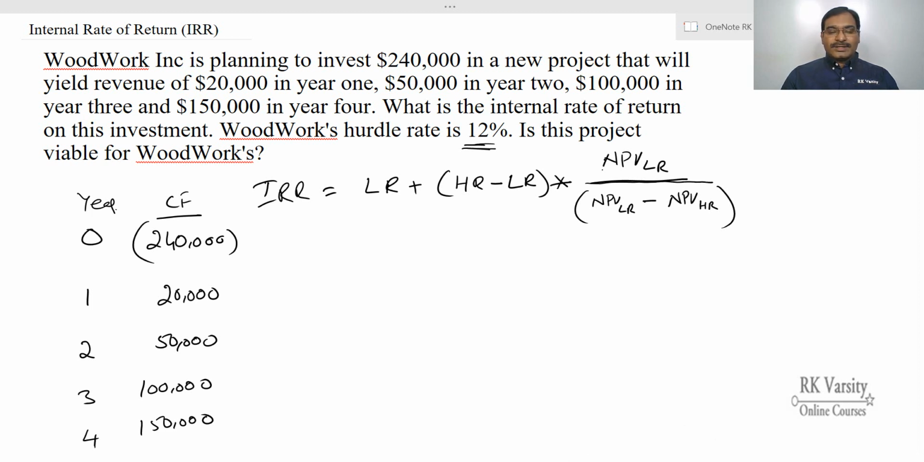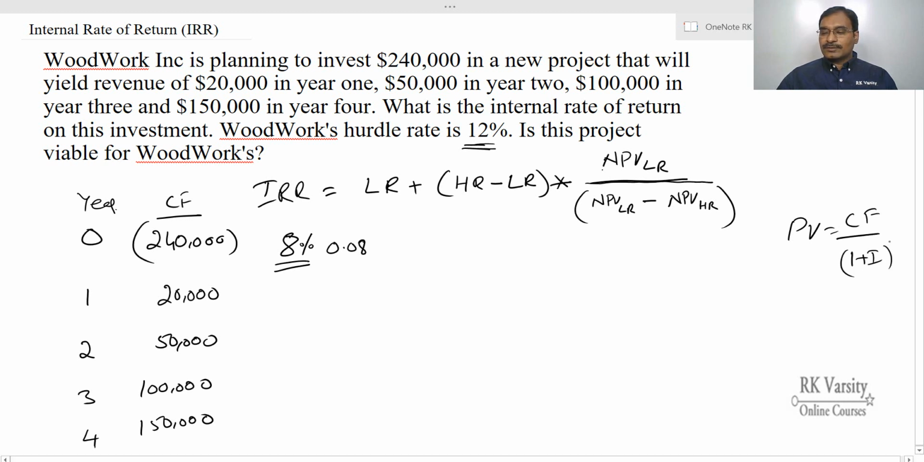So where do we start? With a rough guess, let's start at an 8% rate, which is arbitrary. You can check with any other rate. I'm giving a try with 8%, 0.08. First we calculate the present values. The present value of a cash flow equals cash flow upon (1 plus i) to the power of n, where i in my first trial is 8%.